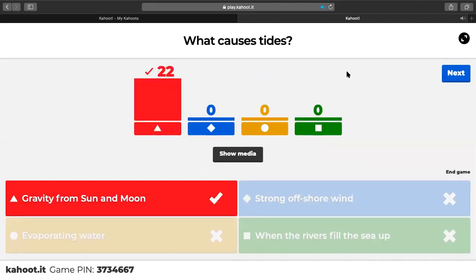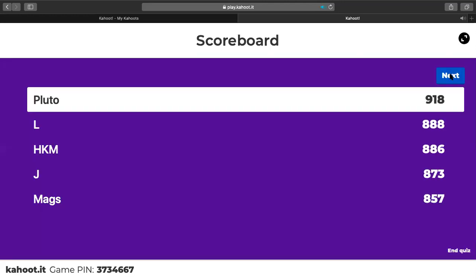Oh, wow, everybody got that right. I'm amazed. That's really good. Well done, everybody. Okay. Now, because it's a little bit of a competition, the faster you answer the question, the more points you get. So Pluto is currently in the lead. So let's see how we get on to the next one.